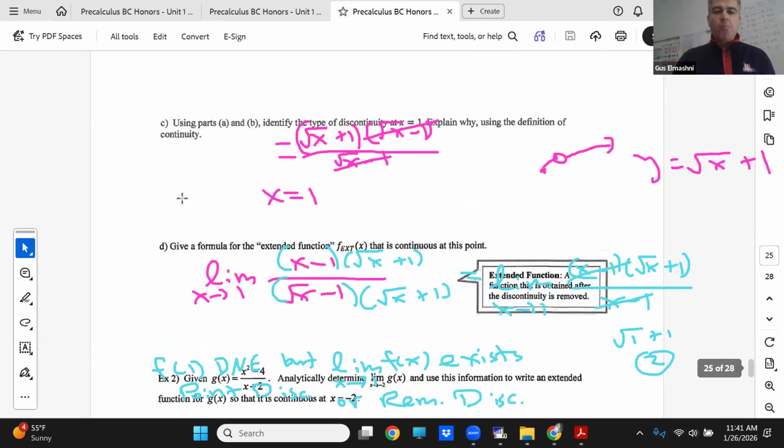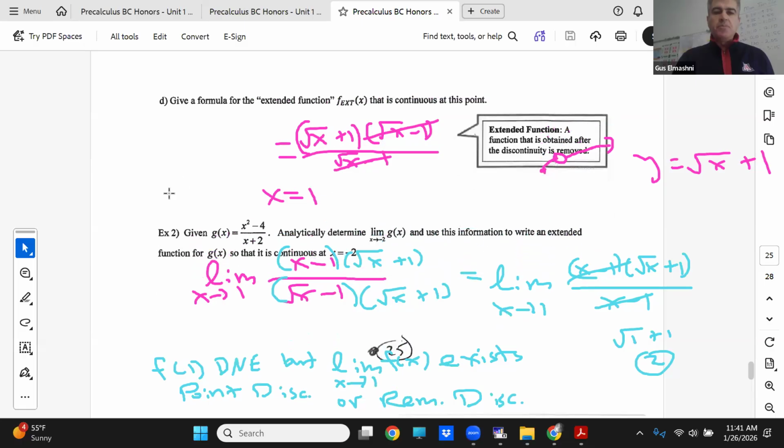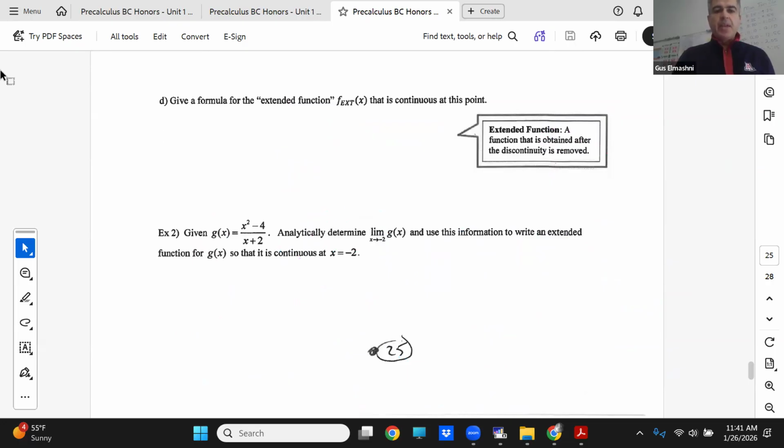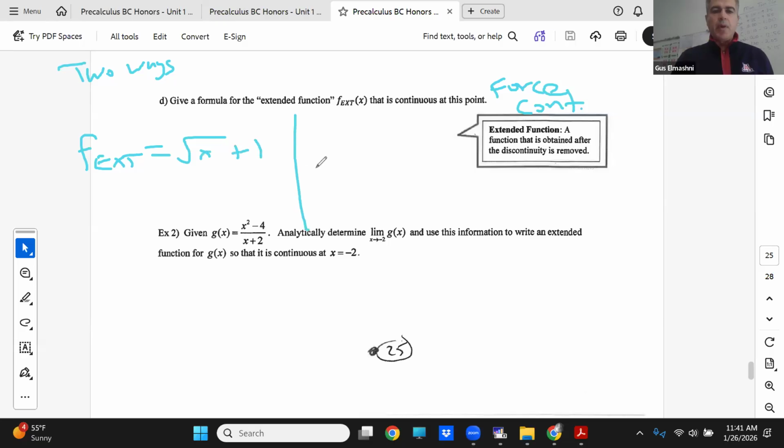So looking at part D now. You're asked to write an extended function. An extended function is the forced continuity. You want to force the continuity. So how would I write it? You can write it two ways. You can write it like this, or you can write it like this.